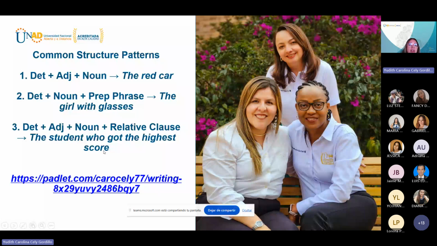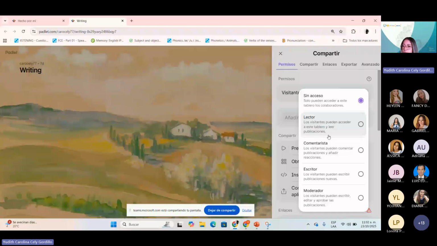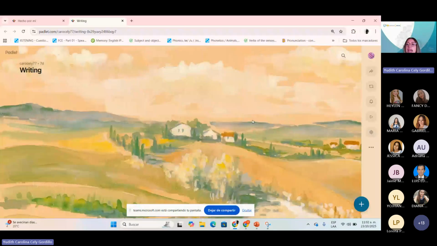These are three different common structure patterns using the noun phrase. You are going to select any, that's no problem. The first, second, and third, and you are going to create sentences using the Padlet. The idea is you can write in the Padlet. Let me give the access in a moment. Yes, in the chat I sent the link. You can open the link and create your statements.